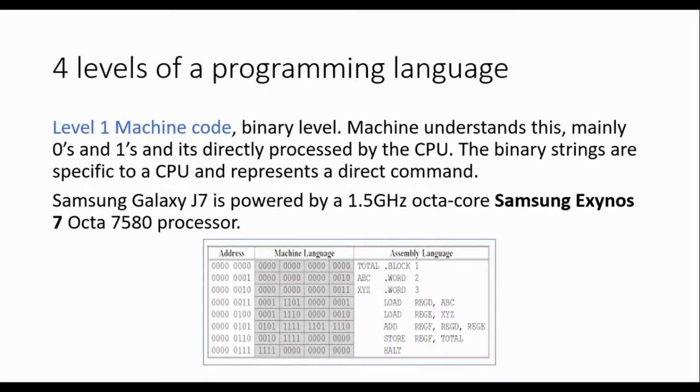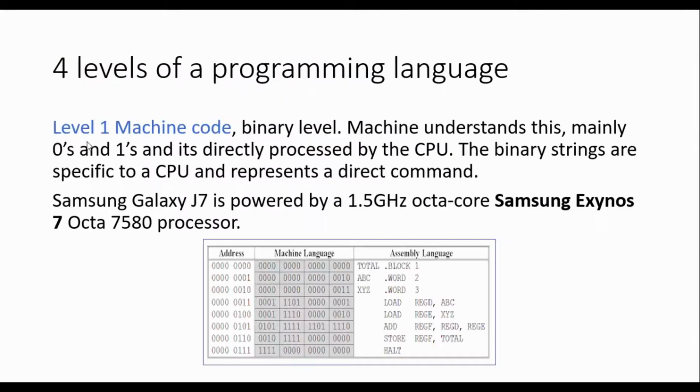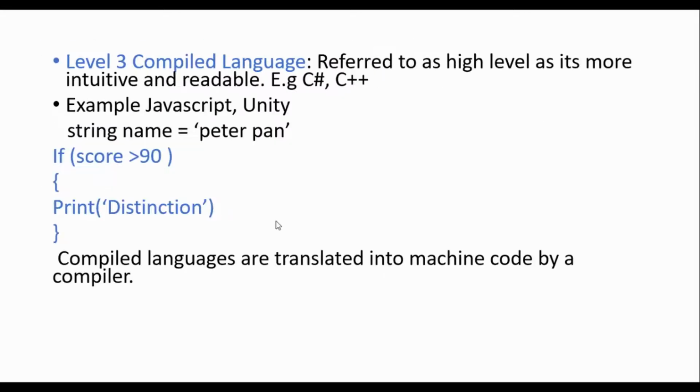Now for the assembly language, just like this image shows, you have a shorthand form of displaying the machine language information, using a shorthand keyword. You can see words like load, add, store, or halt that can represent values for an assembly language. Basically, it's a symbolic representation. For an x86 Microsoft processor, we can see keywords like POP, JMP, or int to interrupt a process. These are examples of keywords you can see for assembly language.